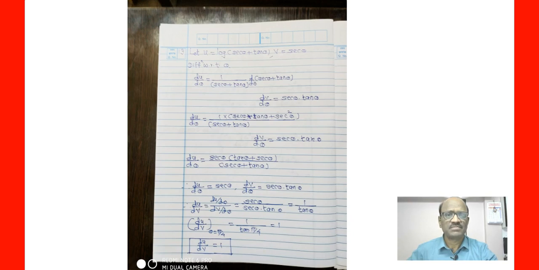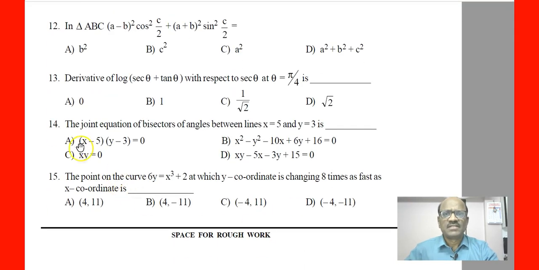Now next example. The joint equation of the bisectors of the angles between the lines x is equal to 5 and y is equal to 3. Now x is equal to 5 is the line which is parallel to the y-axis, and y is equal to 3 is the line parallel to the x-axis, and their point of intersection you will get in the first quadrant, that is the point 5, 3. The first bisector will make an angle of 45 degrees and the second will make an angle of 135 degrees.